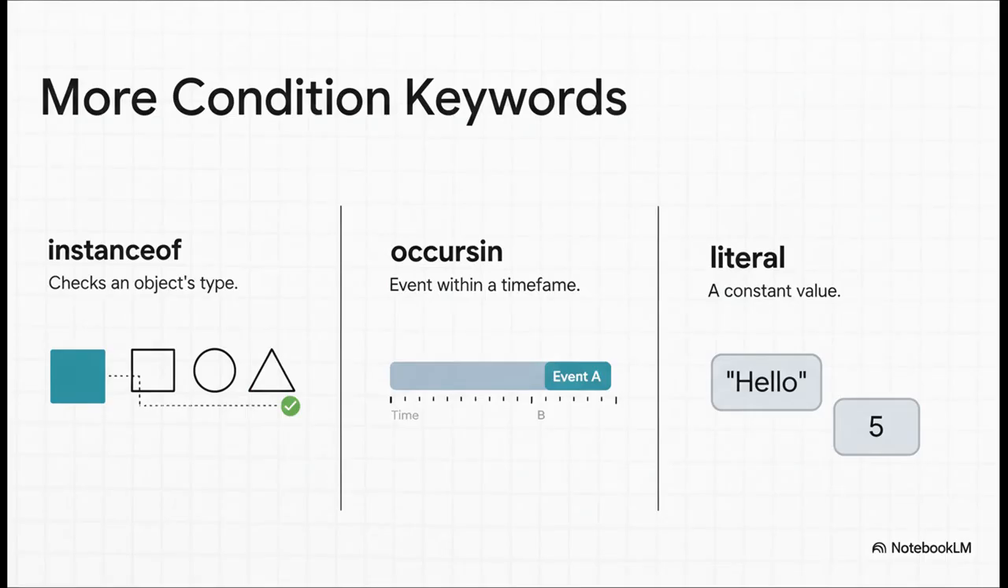Okay, let's rapid fire 3 more useful keywords for your conditions. Instance of. If you've ever used Java, you already know this one. It just checks an object's type. Occurs in is a bit more specialized. It's for complex event processing, like asking, did this event happen during this other event? And finally, literal is just the fancy term for any hard-coded value. You know, the number 5 or the text, hello.